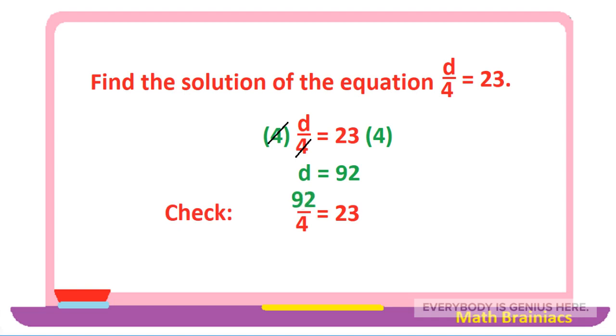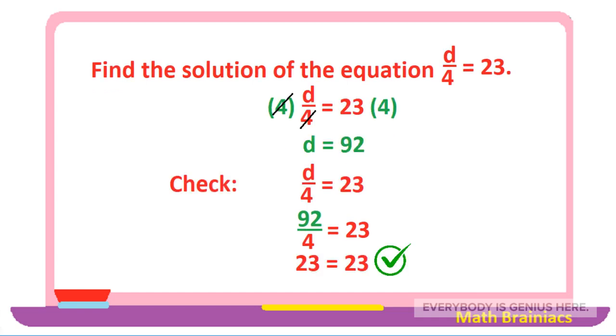We are going to substitute the value of b in the equation, and it will give us 92 divided by 4 is equal to 23. Since we come up with both sides of the equation that is equal to 23, therefore our solution is correct.